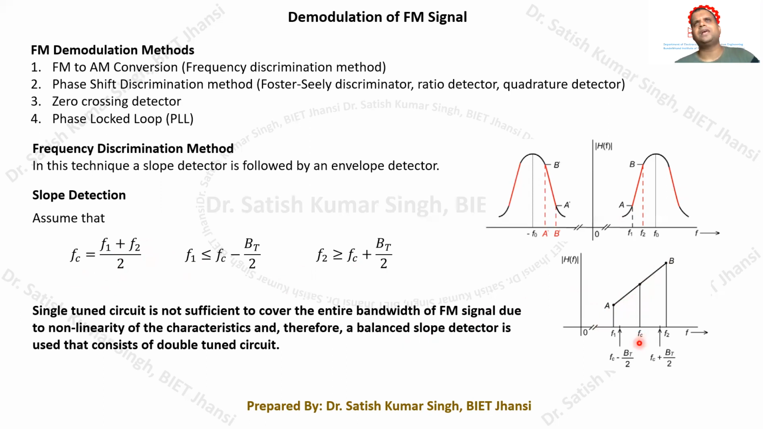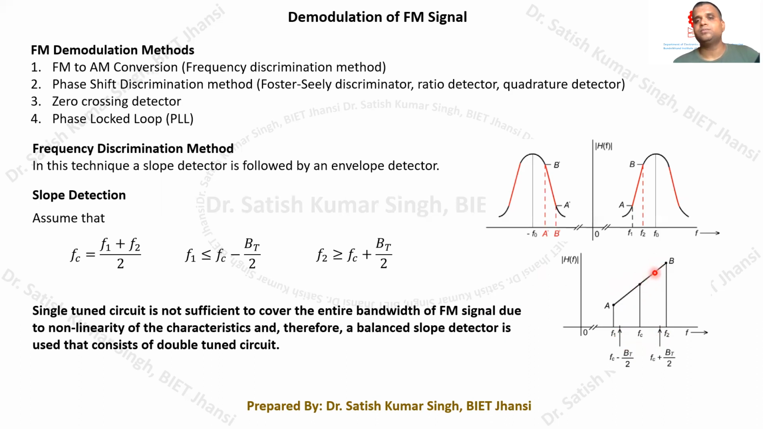And then if it has its transmission bandwidth equal to BT, then if we go from fc minus BT by 2 to fc plus BT by 2, all this frequency range within the transmission bandwidth of the FM, its entire characteristics will be linear. Then whenever we apply a frequency modulated signal to such a circuit within this range, we are going to get a linear dependence on the frequency.